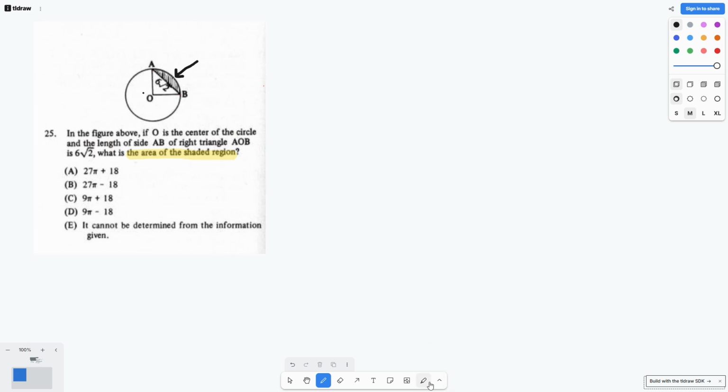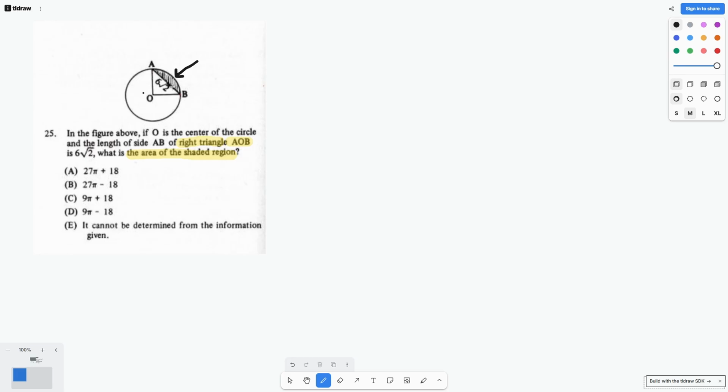And the important information we're given is that we have a circle here, and O is the center of the circle, and we're given the side length here, side length AB. We have a right triangle AOB, and essentially, again, we have a right triangle that's inside of a circle, and these two details are going to be needed in order to make progress here.